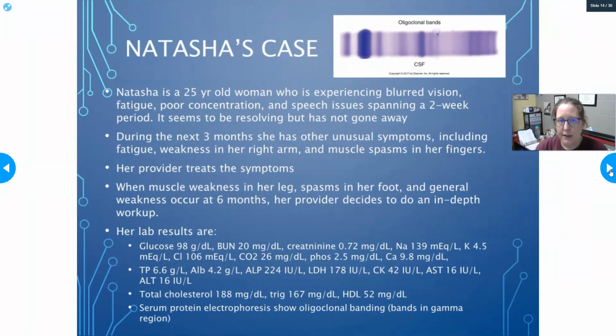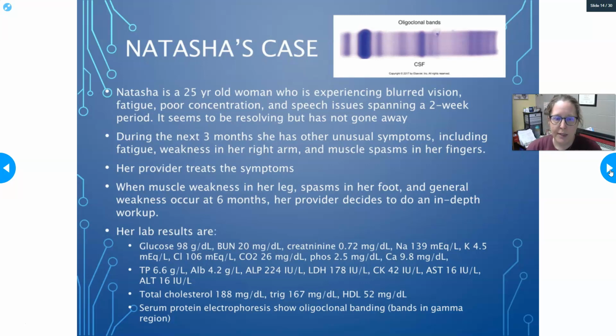All right, so let's look at a case. Natasha is a 25-year-old woman. She's experiencing blurred vision, fatigue, poor concentration, and speech issues that have spanned a 2-week period. Seems to be resolving, but has not gone away. During the next 3 months, she has other unusual symptoms, including fatigue, weakness in her right arm, and muscle spasms in her fingers. Her provider treats the symptoms.